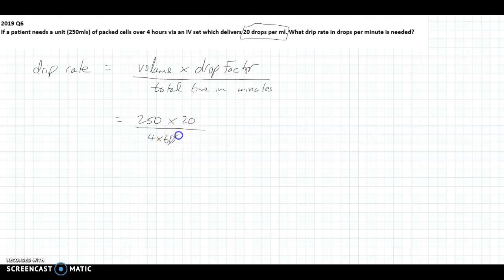Divide above and below by 10. Now divide above and below by 2. 2 into 2 goes once. 2 into 4 goes twice. So now we have 1 times 250 on top, so that gives us 250. And we have 2 times 6 below, that gives us 12.